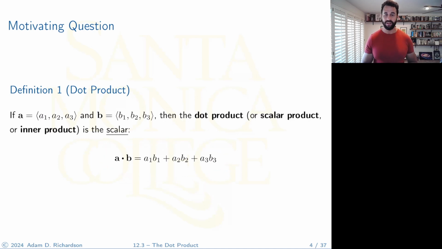What's happening here is we're taking our two vectors and multiplying the corresponding or respective components, and then adding up those results. So we're doing A1 times B1 plus A2 times B2 plus A3 times B3. And the result is a scalar that we call the dot product, or more generally, a scalar product, because you get a scalar, or more generally, an inner product, because you can generalize this to much more interesting vector spaces.